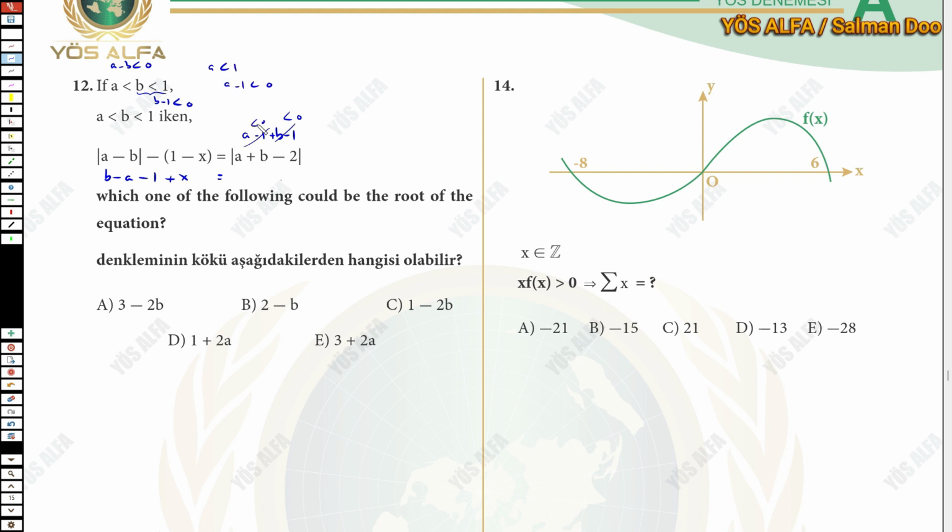So we have the summation of two terms that are less than 0. So this is definitely negative. To make it positive, we multiply it by a negative 1. So our result is going to be this: minus a minus b plus 2.